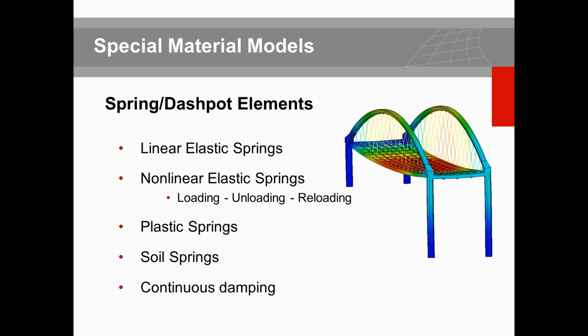When you have different segments and parts which are connecting to each other, we are talking about spring-dashpot elements, and these spring-dashpot elements can inherit different characteristics like linear elastic spring, nonlinear elastic spring, considering loading, unloading, and reloading, plastic springs, subgrade reactions, and also various nonlinear dampers that you can combine with, for instance, springs.